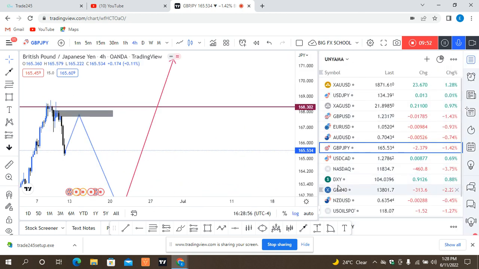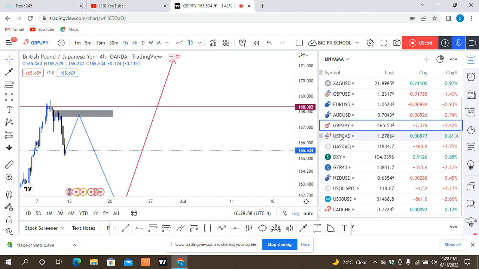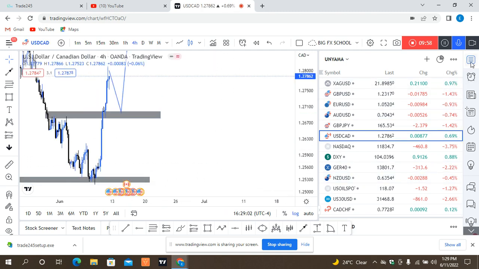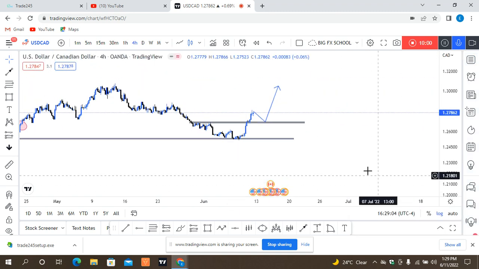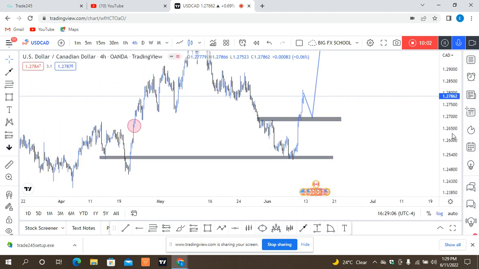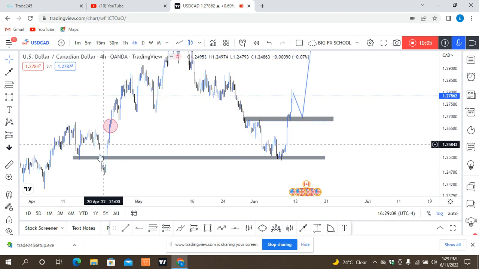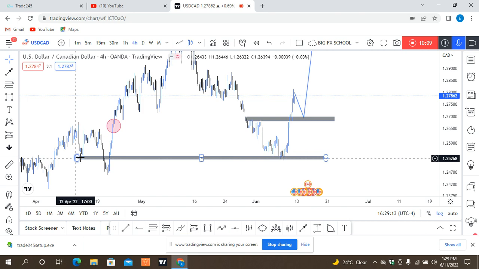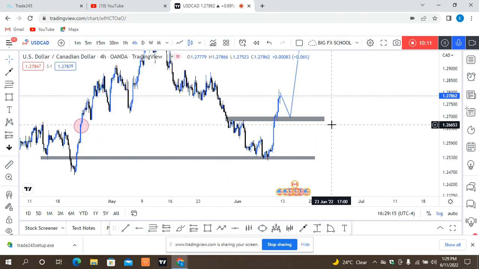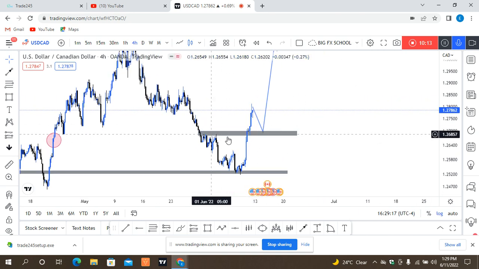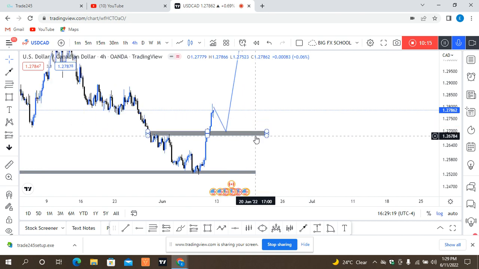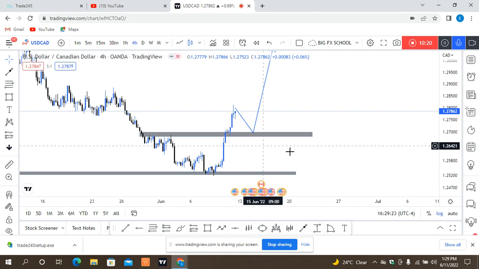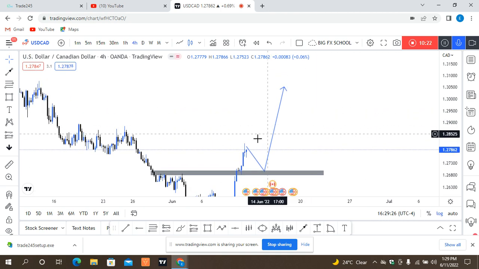Another setup is USD CAD, as it is. We have a break here. First, the market reacted at this Quasimodo here. Then we have this breaking structure. The market can come here to test that order block and this zone, then continue higher.